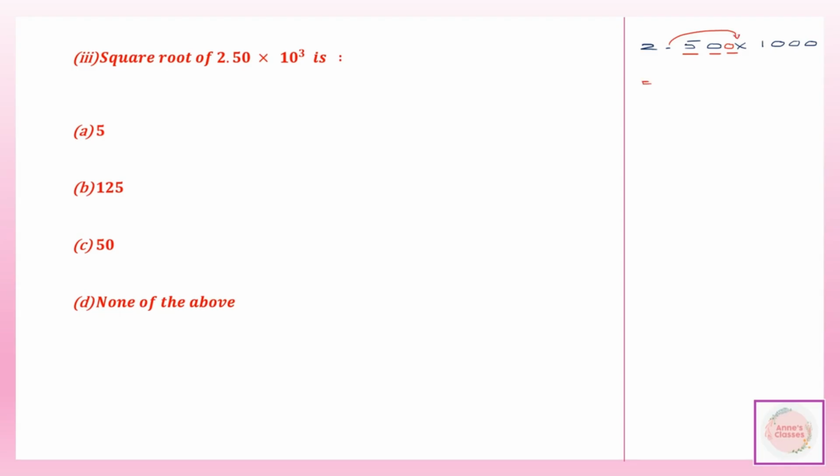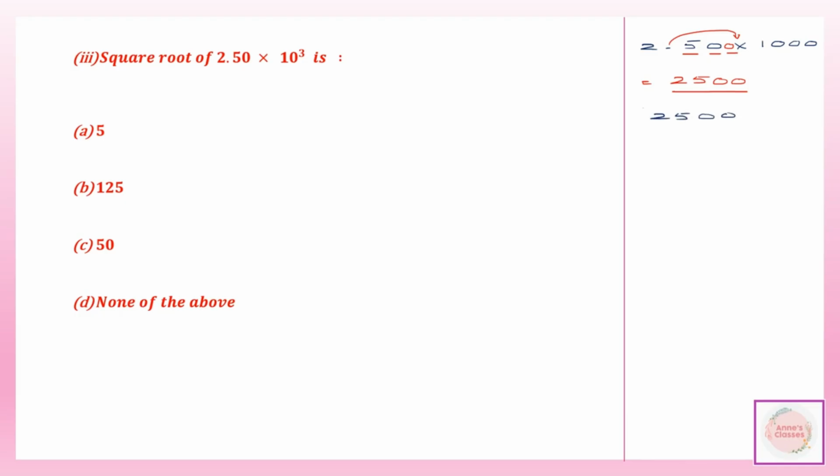So what is our number now? Our number is 2500. Now what is the square root of 2500? How do we find square roots? There are ways to find square roots. One way is to find the prime factors of this number 2500. So let's find the prime factors of 2500.